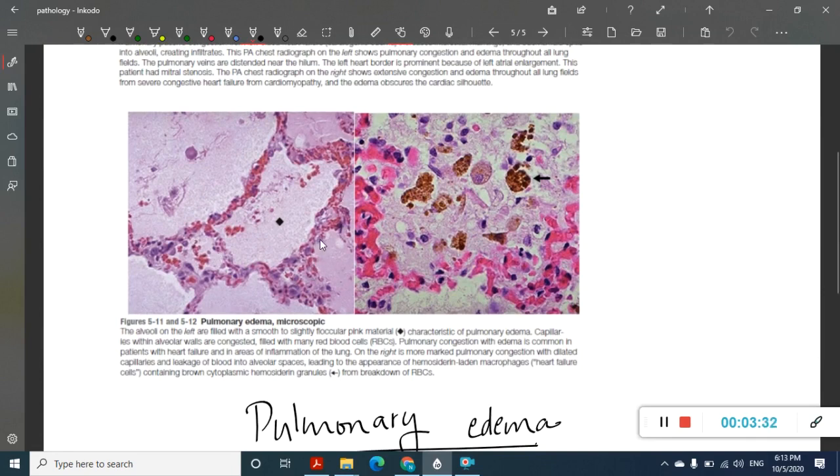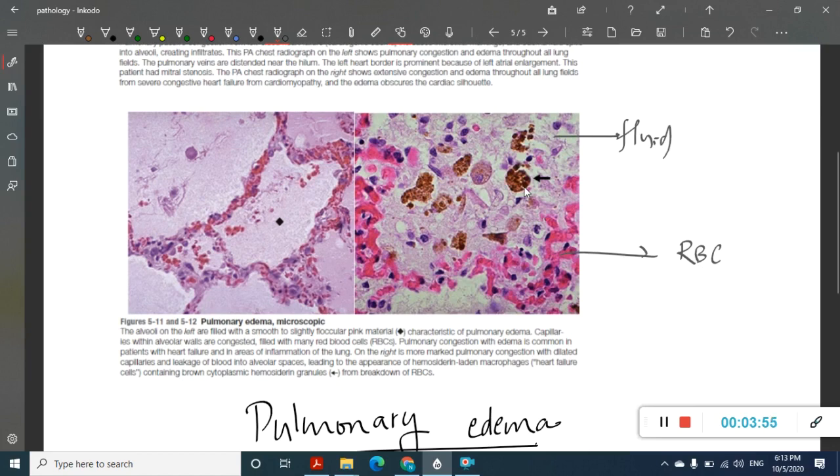So the alveolar wall, if you see here, there are many cells. It is congested. They are filled with red blood cells. All these are red colored cells. So these are filled with red blood cells. Let me just write it. If you see all these here, you can see here also, all these red colored cells are nothing but RBCs. All this is fluid.